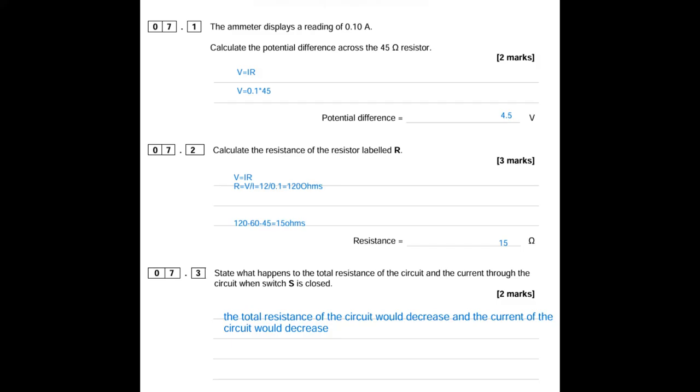And then for 7.3, when switch S is closed, the total resistance of the circuit would decrease, and the current of this circuit would increase. Sorry about that, it's meant to say increase. This is due to basically, using the water metaphor, you're opening up another pathway for water to flow through, which means the total resistance to the water will decrease and the total flow of water would increase.